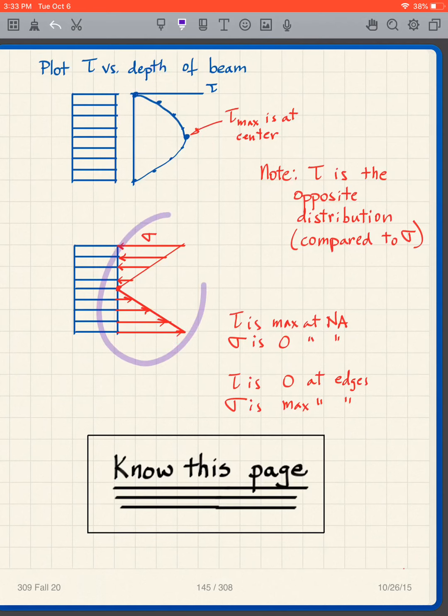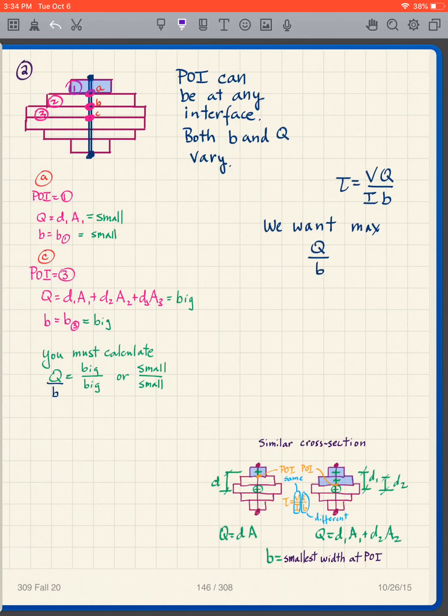I believe you know this one. It's a little bit more intuitive. This one is not intuitive, but this is how we got it in our calculation. So what does this tell you? If I would give you a problem asking for the maximum shear stress, well, it's going to be at the centroid, at the neutral axis. So that's going to help you locate the point of interest. Okay.